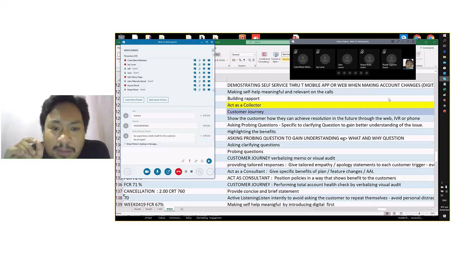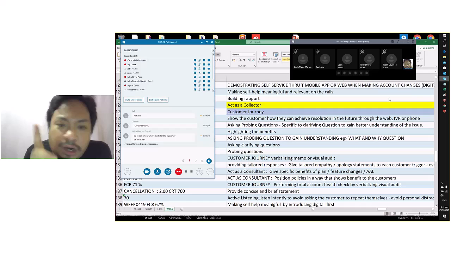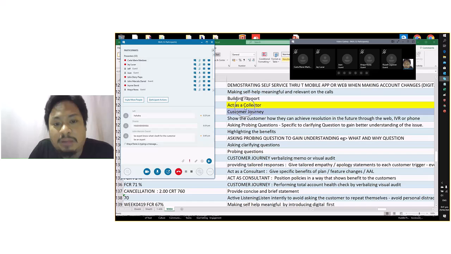It should be an action word. Pero does it end there? No, it doesn't end there. Pero ang sample lang natin ngayon, act as a collector is an action kasi mag-a-acting ka. Pero hindi siya sapat. We will be adding a few more parameters to make sure that this is really the behavior that we want to communicate. Customer journey, not a behavior. Kasi, sinabi mo lang, customer journey.